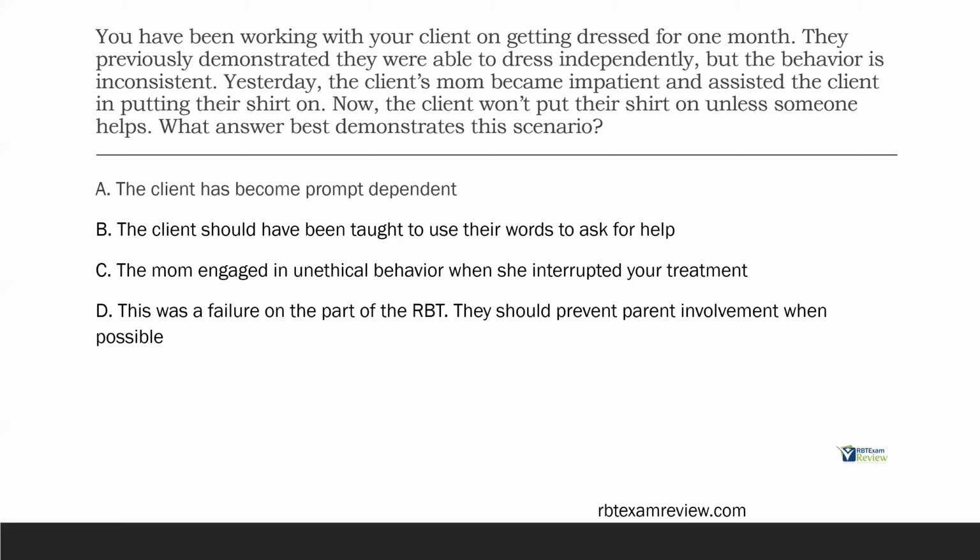B, the client should have been taught to use their words to ask for help. Possibly, but we don't know anything about the client. We don't know about their age, their skill level, anything. So B is just not a good answer in this situation. C, the mom engaged in unethical behavior when she interrupted your treatment.